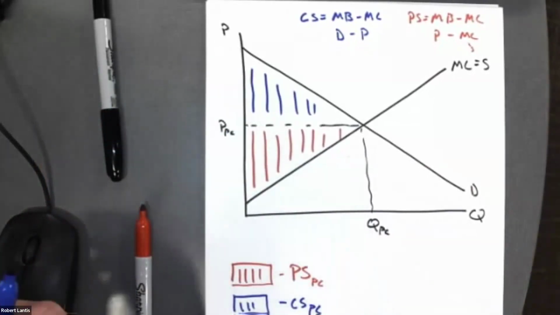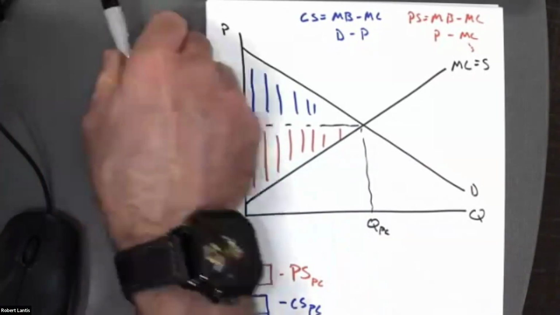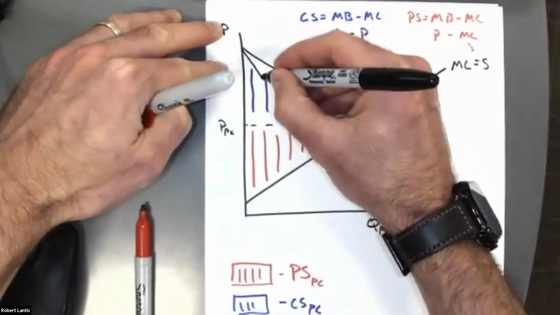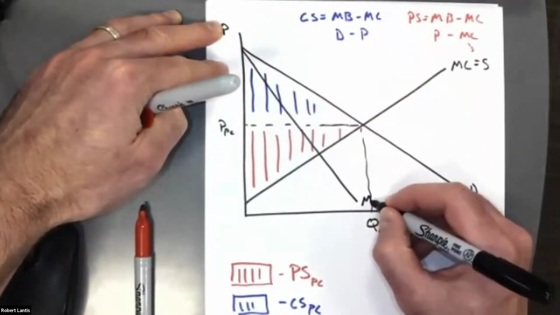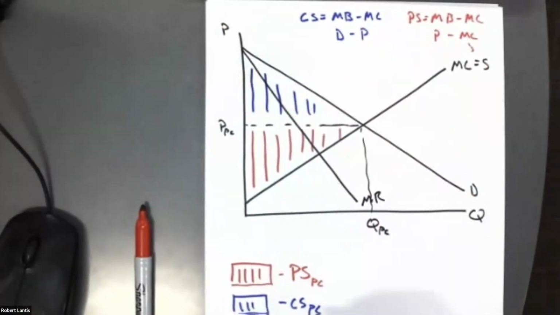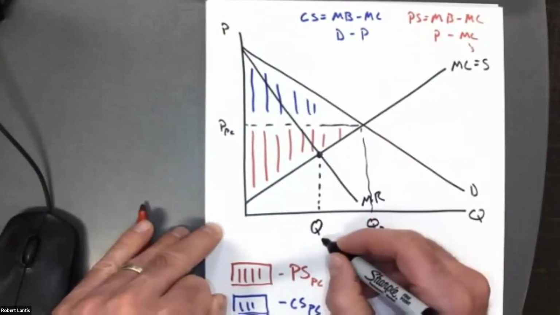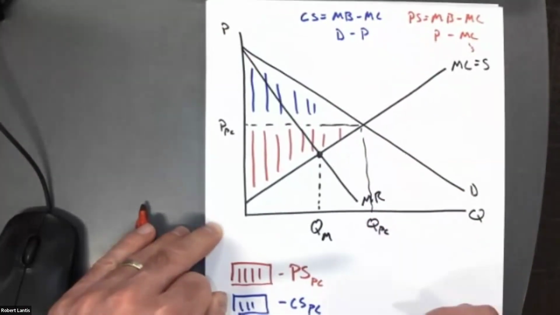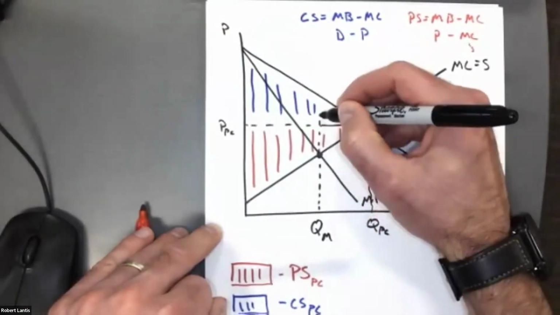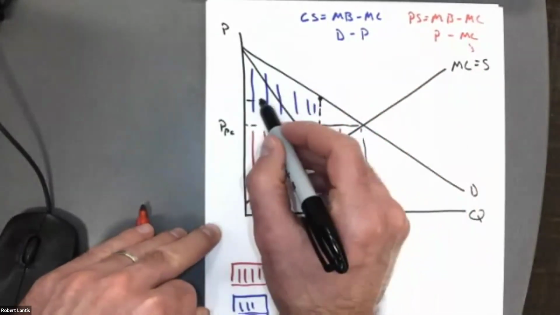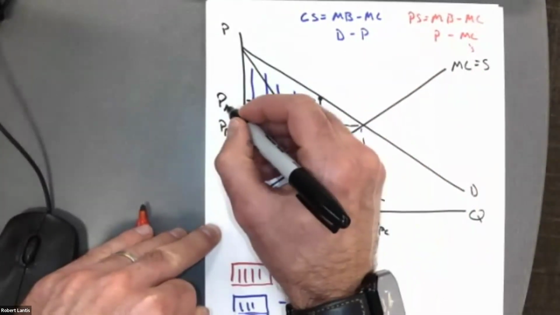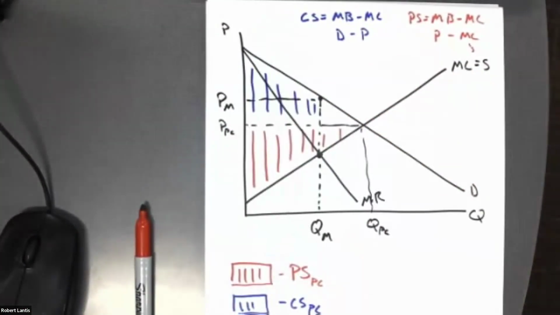Okay. If I instead think about the monopolist, they're going to face a twice as steep marginal revenue curve. The quantity they set will be where marginal cost is equal to marginal revenue, so the lower quantity. And then they go up to the demand curve to set that monopoly price.